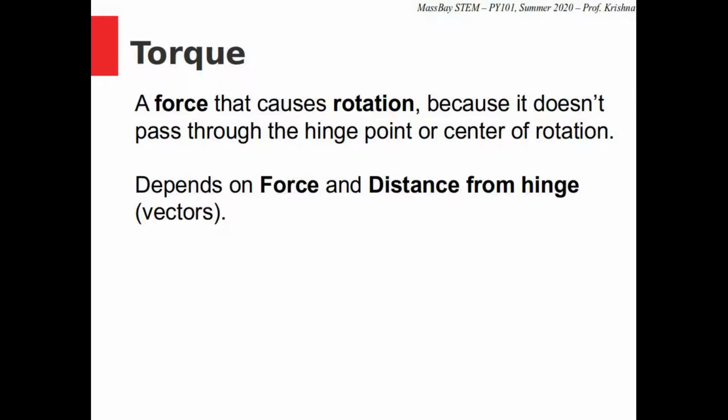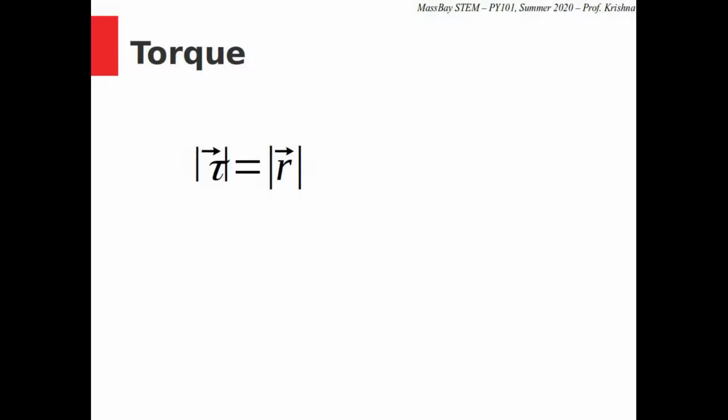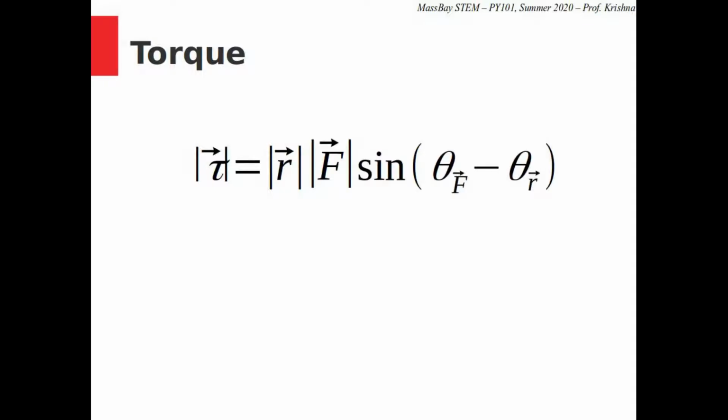When you're trying to make an object spin, the placement of the force matters. The further the force is exerted from the center of rotation, the easier it is to spin the object. Torque has to account for both the size and location of the force. The equation for torque is as follows. R is the distance from the center of rotation to the point where the force is applied. That's called the lever arm. We can say that the torque is calculated as the size of the lever arm multiplied by the size of the force multiplied by the sine of the angle between them.